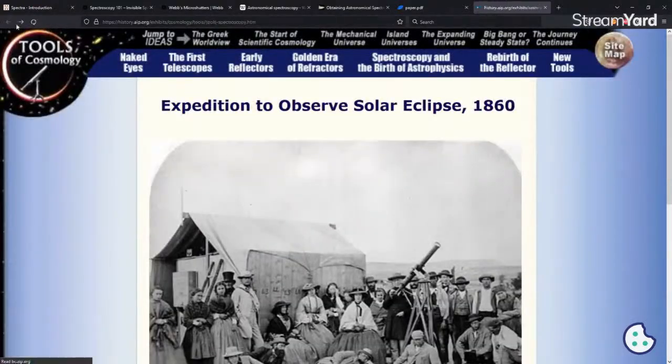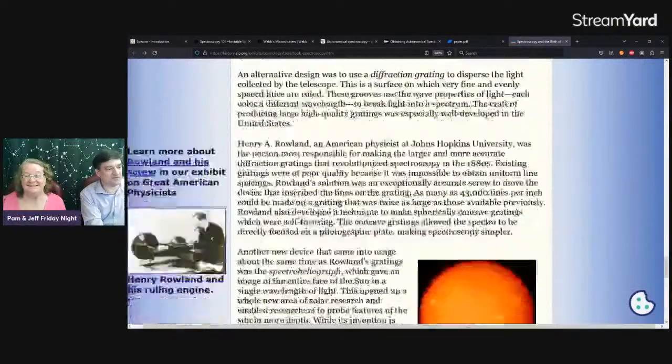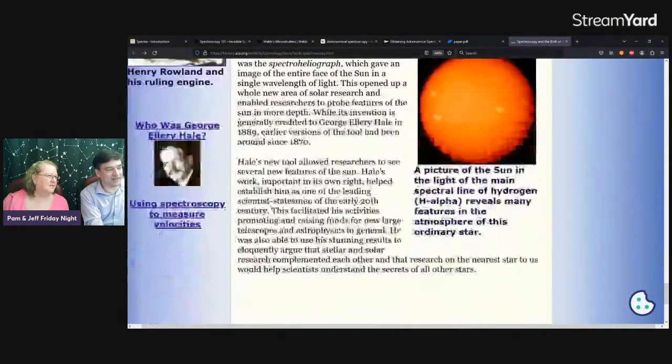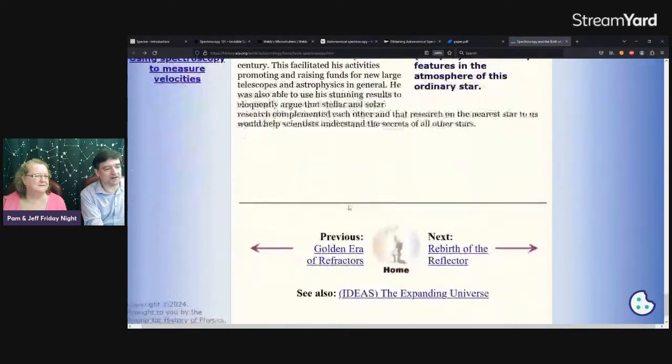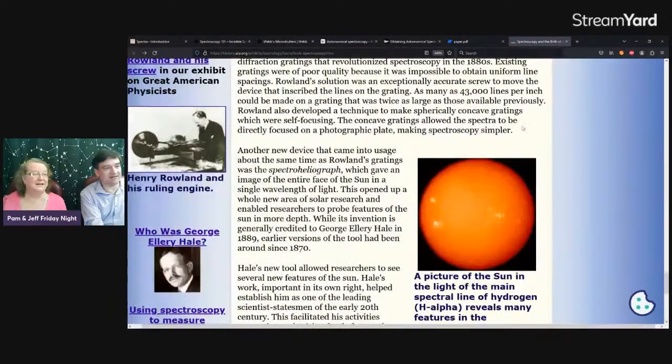Yep. And so new tools for astronomy. There's a lot of neat stuff in this website, so I'm glad I found it. Okay. So this is a cool new site. All right. And so, okay, that's what I've got.